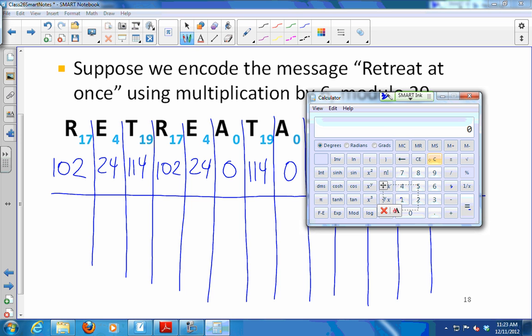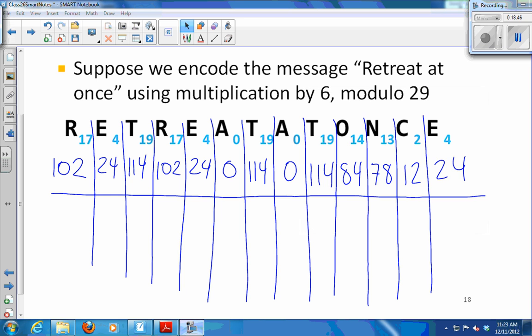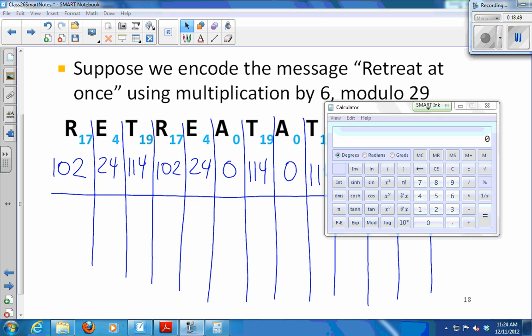Okay, so 102 minus 29, right? Because we do 29 because when we were using 26, we subtracted 26 over and over till we got a number from 0 to 25. Now we subtract 29 over and over till we get a number between 0 and 28. And we get 15.